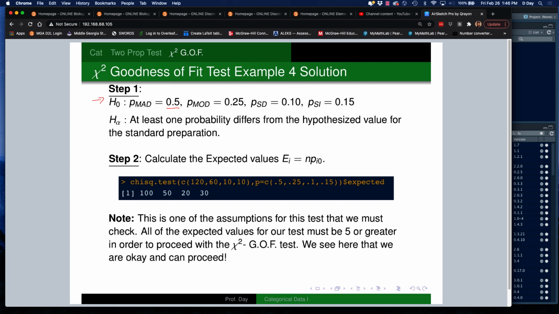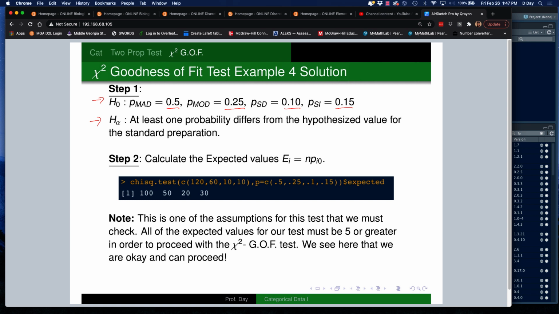Moderate decrease is 0.25. The slight decrease was a probability of 0.10, and the probability of slight increase was 0.15. And the alternative hypothesis is going to be at least one of the probabilities differs from the hypothesized value for the standard preparation. Because if they differ, then maybe we have something good with our drug, right? That'd be a good thing.